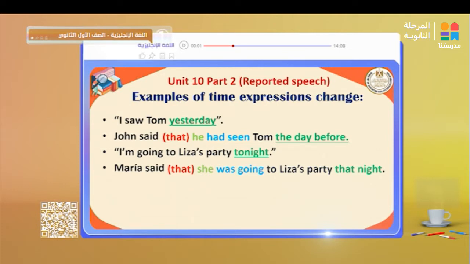I'm going to Lisa's party tonight. Maria said that she was going to Lisa's party that night. So as you see here, the original sentence, I am going, is changed into was going. And the word tonight is changed into that night. As you see here, we are pointing to the time expressions which are changed. The word yesterday is changed to the day before, and the word tonight is changed to that night.